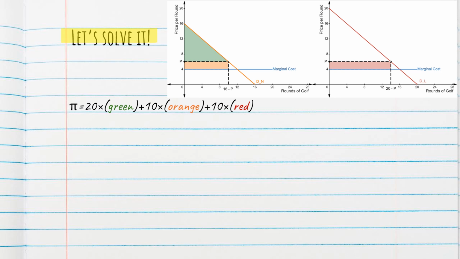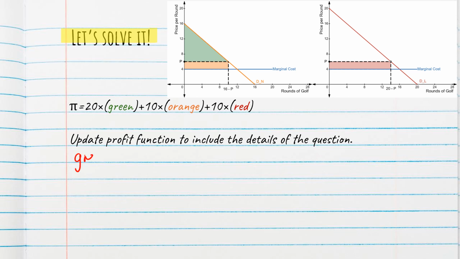Now that we have a basic understanding of that optimal two-part tariff and how to write down the profit function, we need to update it to include the details of the question. In particular, we could determine the area of the green triangle as 1/2 base times height, where the height is 16 minus P, and the base is 16 minus P as well, just so we're clear on where those are coming from. The height is 16 minus P, where P is what we're solving for, the profit maximizing price per round of golf. And the length of the base is also 16 minus P, where that's coming from the demand curve.